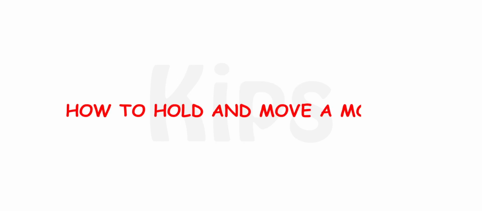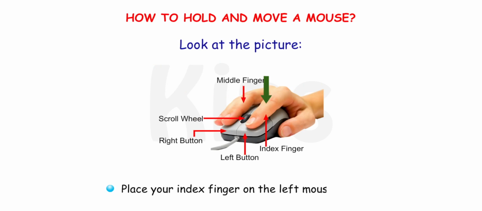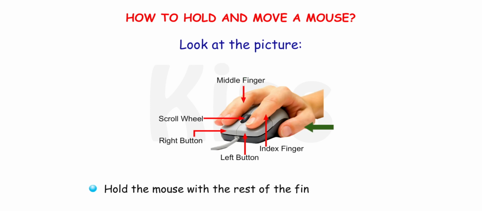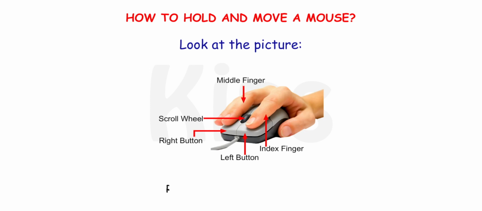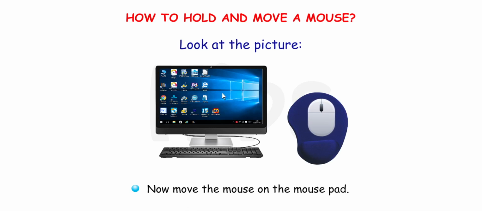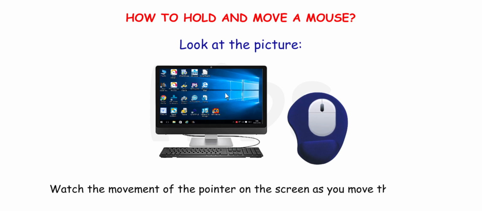Okay, students, let us learn how to hold a mouse. Look at the picture now. Place your index finger on the left mouse button. Place the middle finger on the right mouse button. Hold the mouse with the rest of the fingers and thumb. Rest your palm on the mouse. Now move the mouse on the mouse pad. Watch the movement of the pointer on the screen as you move the mouse.